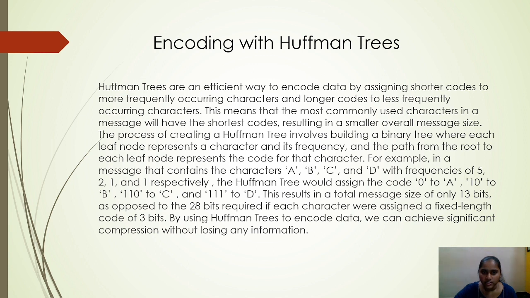1 and 1 respectively, the Huffman tree would assign the code 0 to A, 10 to B, 110 to C and 111 to D. This results in a total message size of only 13 bits as opposed to the 28 bits required if each character were assigned a fixed length code of 3 bits. By using Huffman trees to encode data, we can achieve significant compression without losing any information.